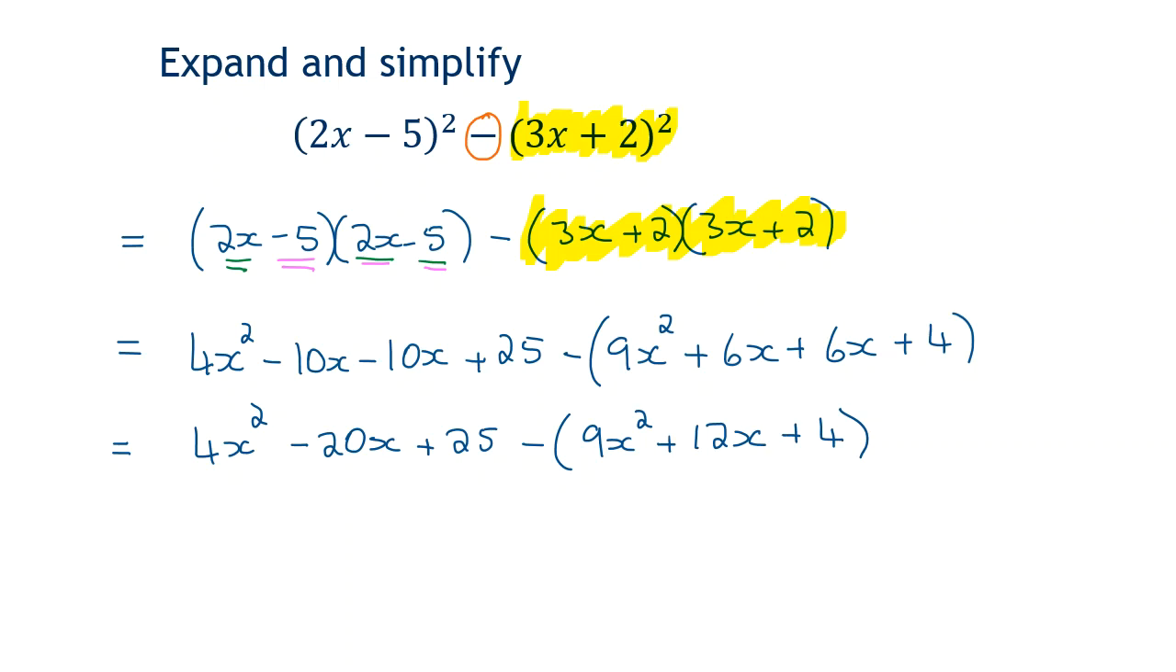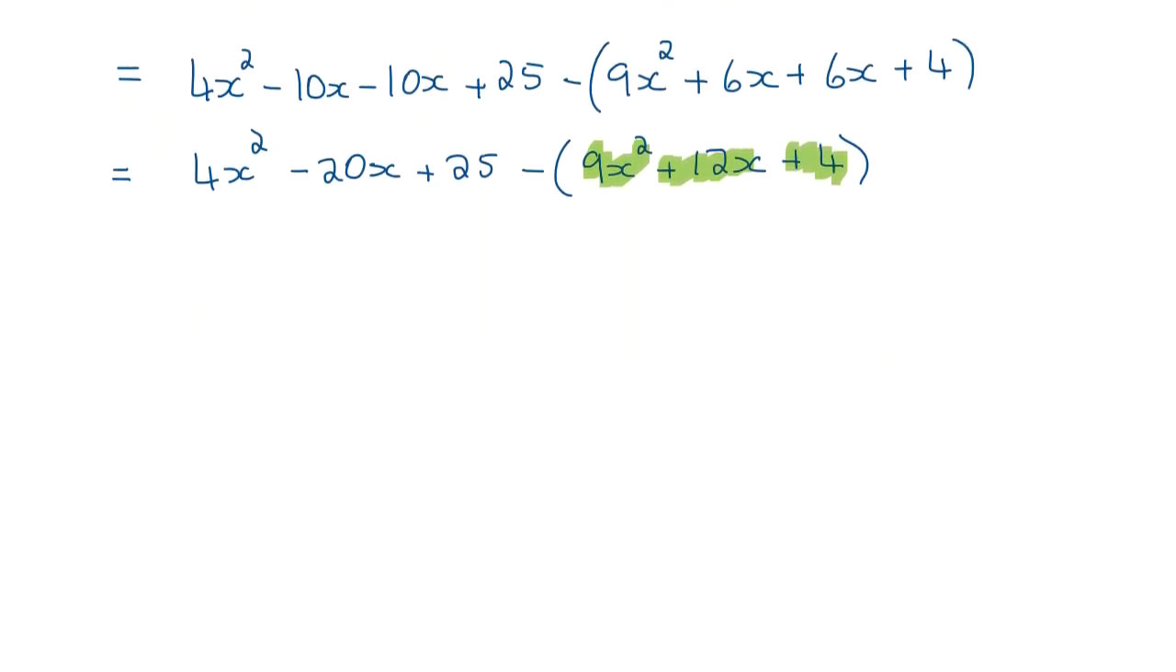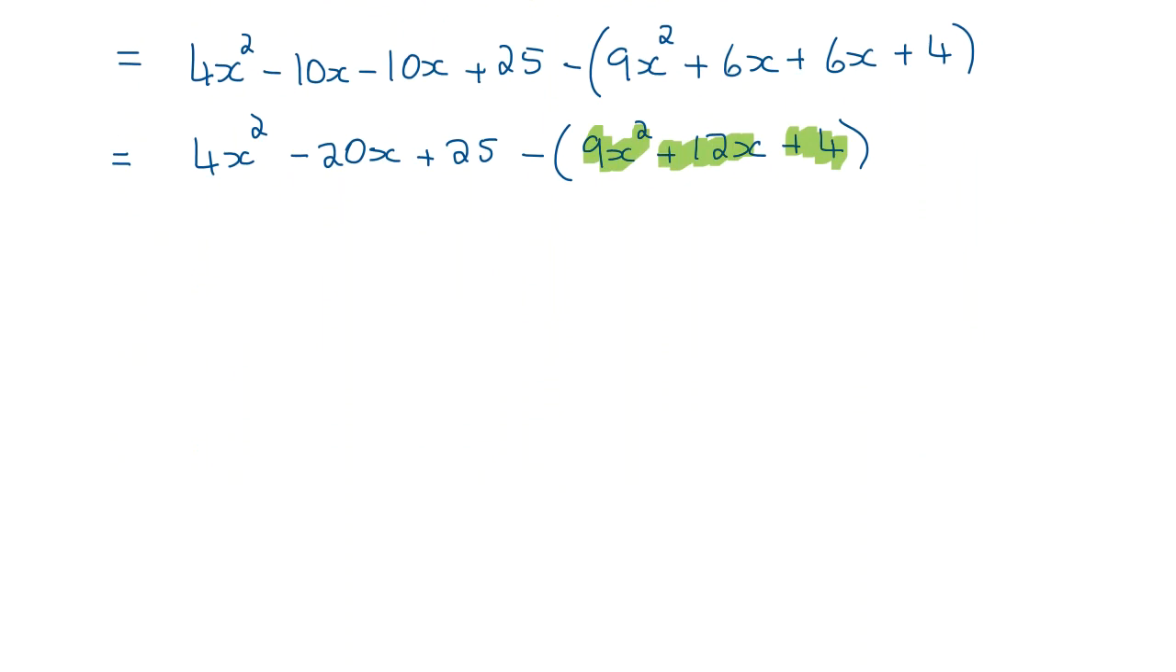in front of it. Because what we've got to do here is we've got to subtract everything in that bracket. That means we're subtracting the 9x squared, we're subtracting the positive 12x, and we're subtracting the positive 4. And so when it comes to removing that bracket, the effect of the negative that has been there all the time is that everything in that second bracket changes its sign.